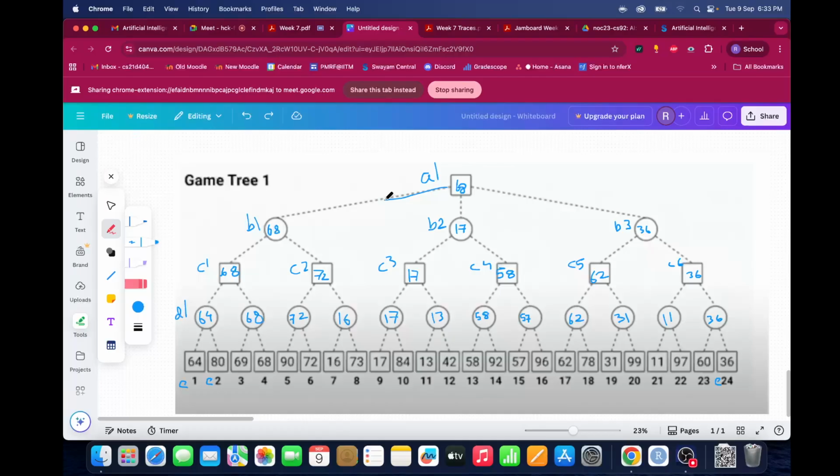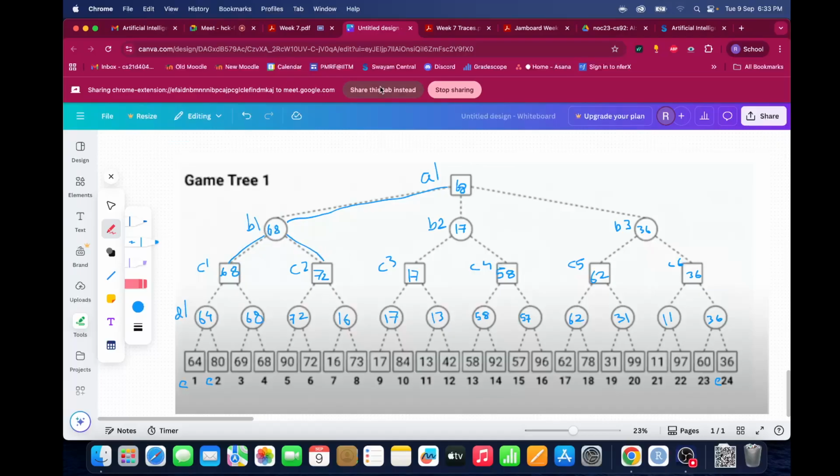So this 68 is coming from this B1 that has a 68, right? This 68 is coming from comparison of this 68 and this 72. Actually, I don't need to draw it as arrows, just lines should be enough.